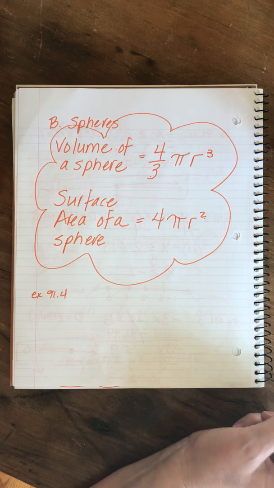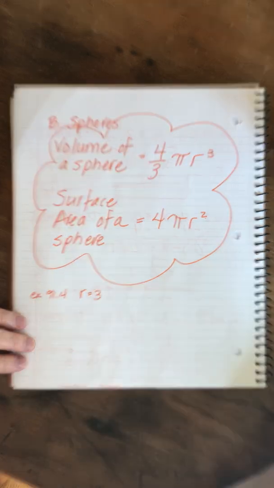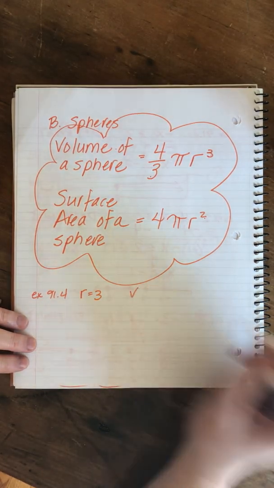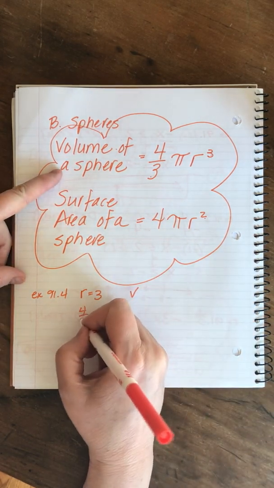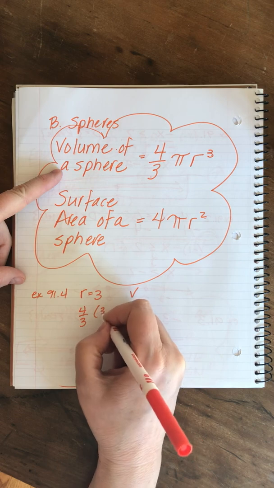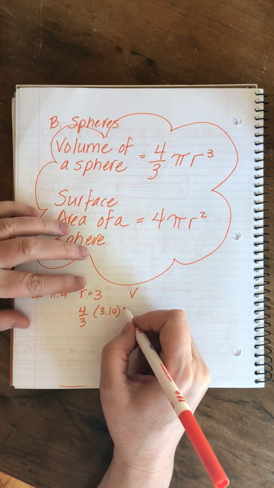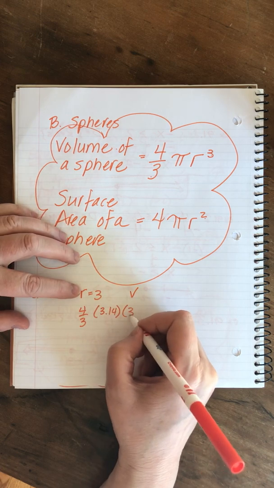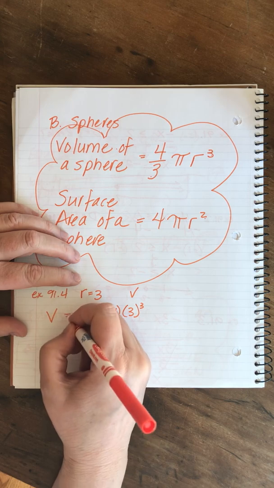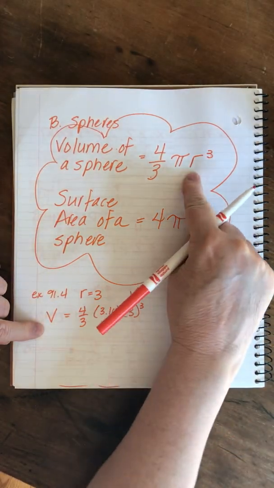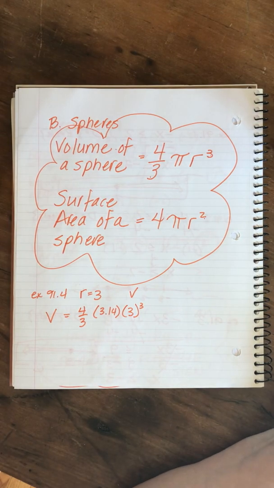Find the volume of a sphere whose radius is 3 centimeters. Okay, and we need to find volume. So we're going to use this. So we do 4/3 times pi, I'll write it out as 3.14, times the radius cubed. Okay, what is the radius? 3. We'll just write it first. 3 cubed, right? So there it is. There's this formula with our radius plugged in. All right.